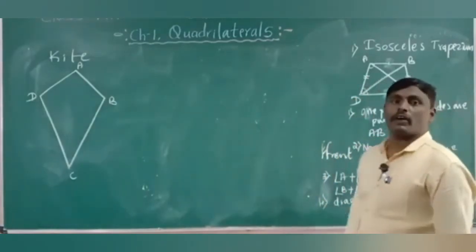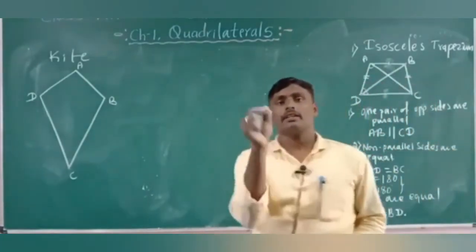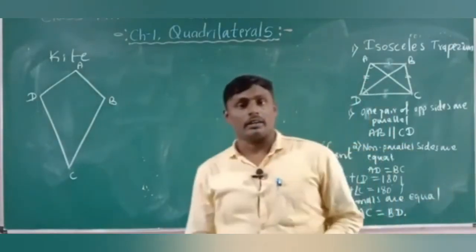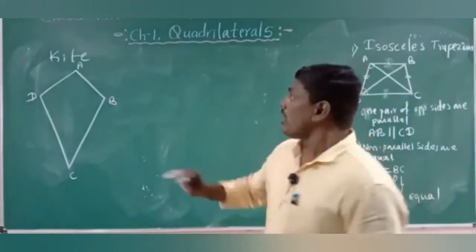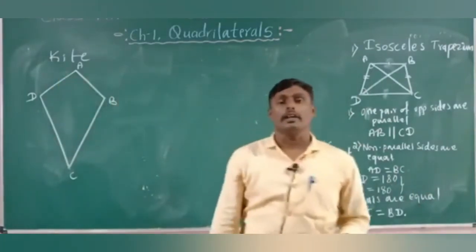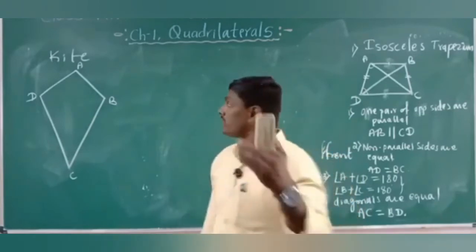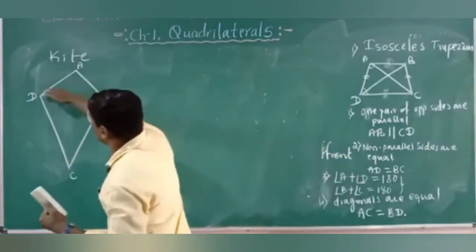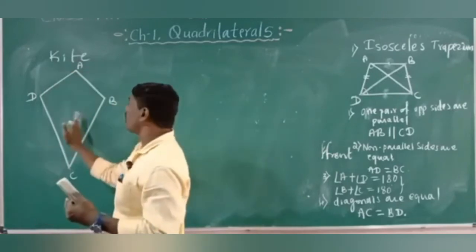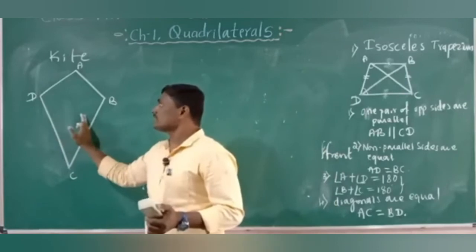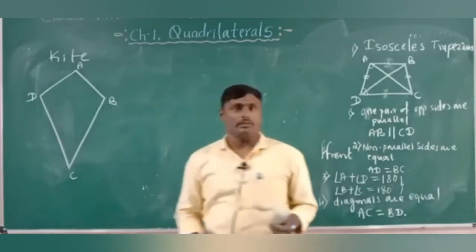So how can you define the kite? A kite is a quadrilateral in which adjacent sides have equal length. Either the top two adjacent sides or the bottom two adjacent sides. The adjacent sides are equal.